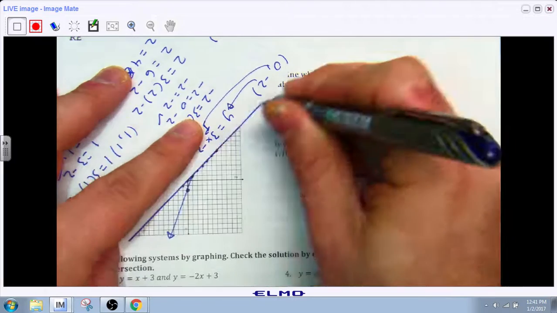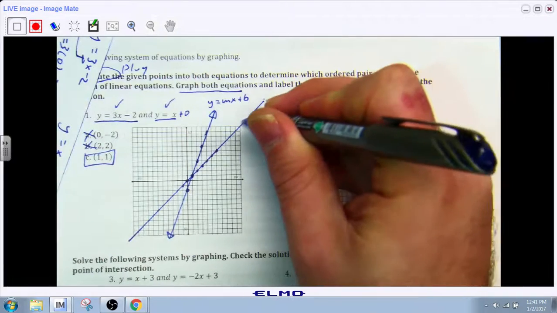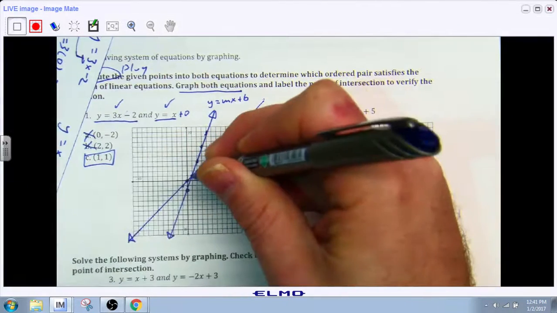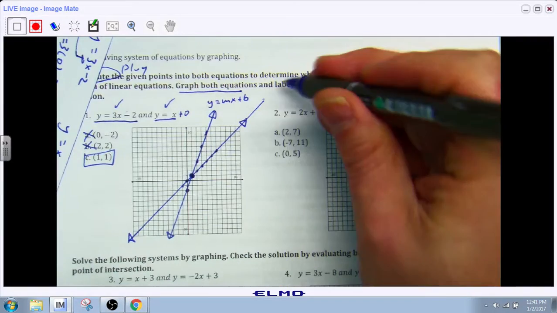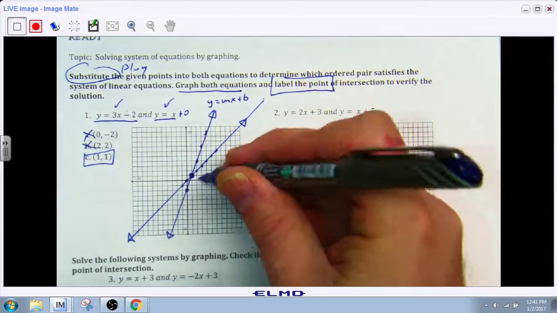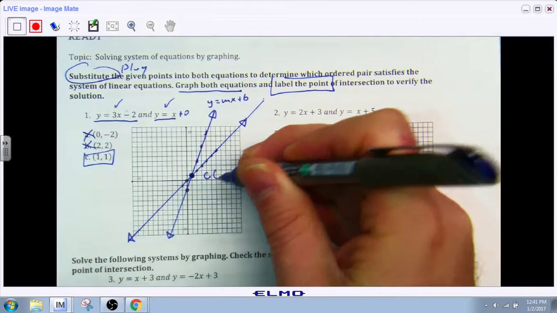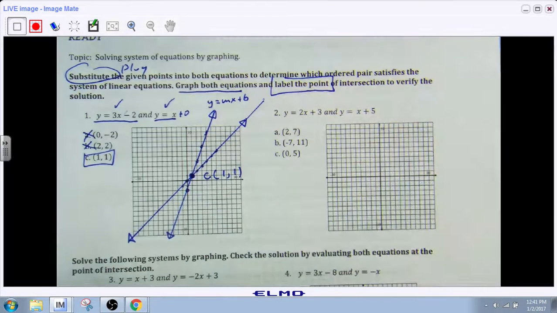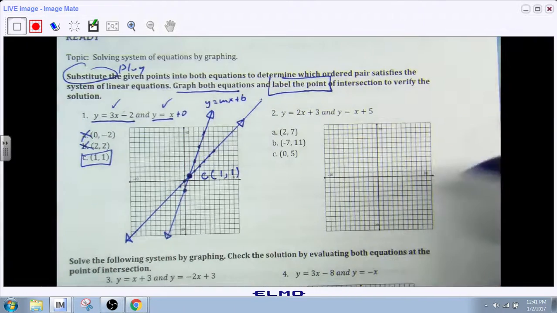Boom. There's my line, and here's my point of intersection. It wants us to label the point of intersection, so this is point C, which is (1, 1). That's what we would do for these, and then we do it again here and here and here.